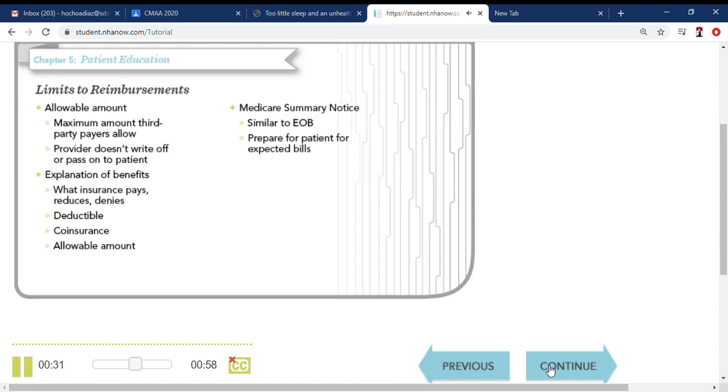The patient receives the Explanation of Benefits, or EOB, from the insurance carrier. This document identifies what the insurance pays, reduces, or denies. It also lists the deductible, coinsurance, and allowable amount. Medicare patients receive a similar document called the Medicare Summary Notice, or MSN. Both documents prepare the patient for what bills to expect.